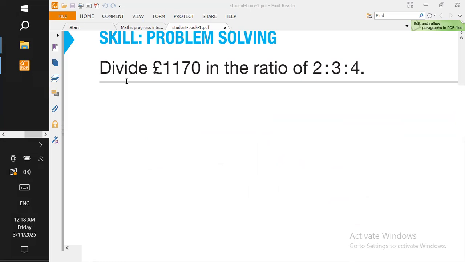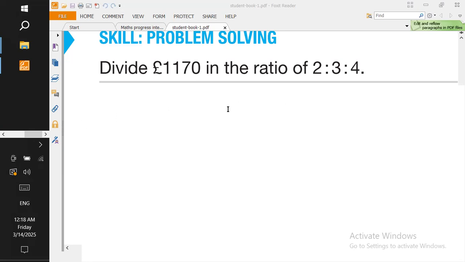So basically, the question says divide 1,170 in the ratio of 2 to 3 to 4. So we have three people and we have 1,170 in total. So focus on this. If this number is in total, it means you have to use this method. The first thing you do, you have to add the ratios. If this number is not the total, you can't add the ratios. So focus on the steps.